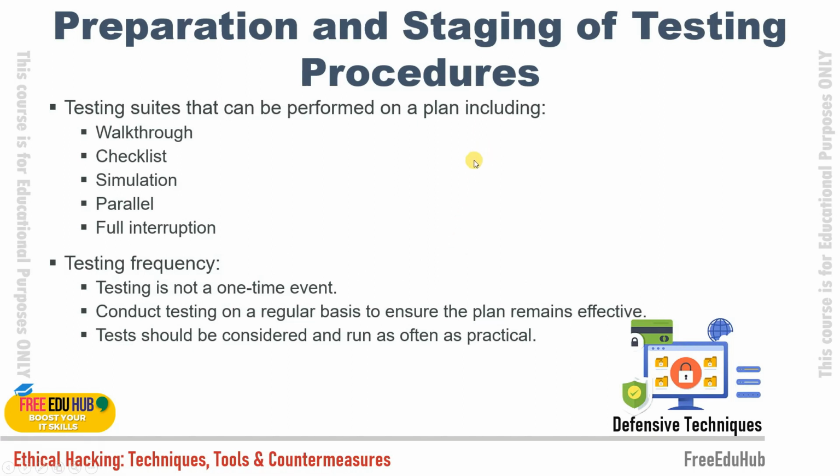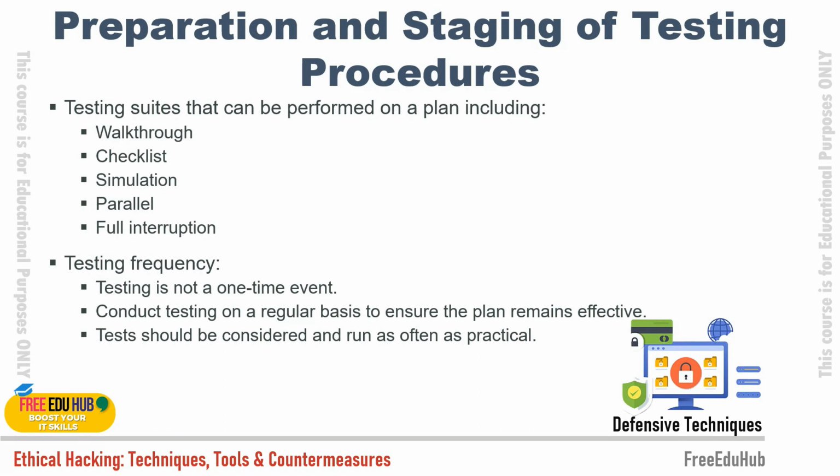Now, preparation and staging of the testing procedures. When we stage the testing and procedures, the testing suite that can be performed or planned includes various activities. First of all, we have the walkthrough. A walkthrough is a type of test in which the members of the disaster recovery team get together around a table and read through the plan together. The goal is to examine all of the steps and note how each department gets responsibilities handed off to it and how it would interact with the systems.